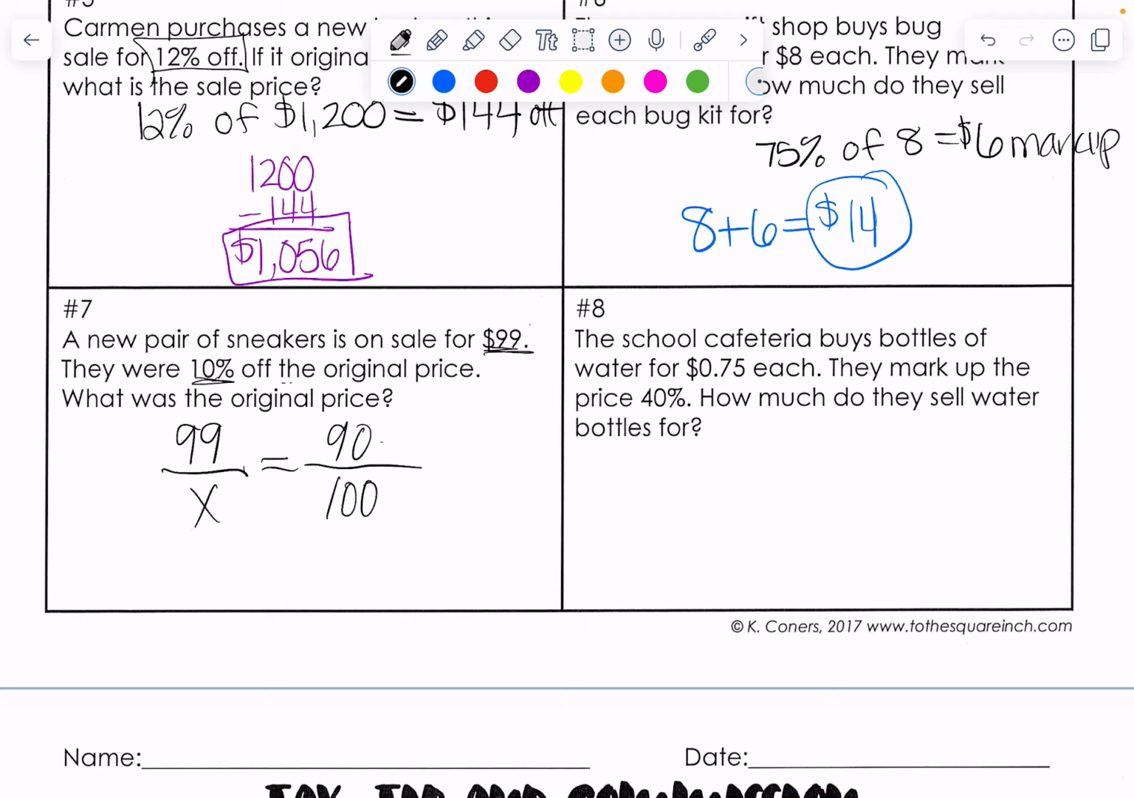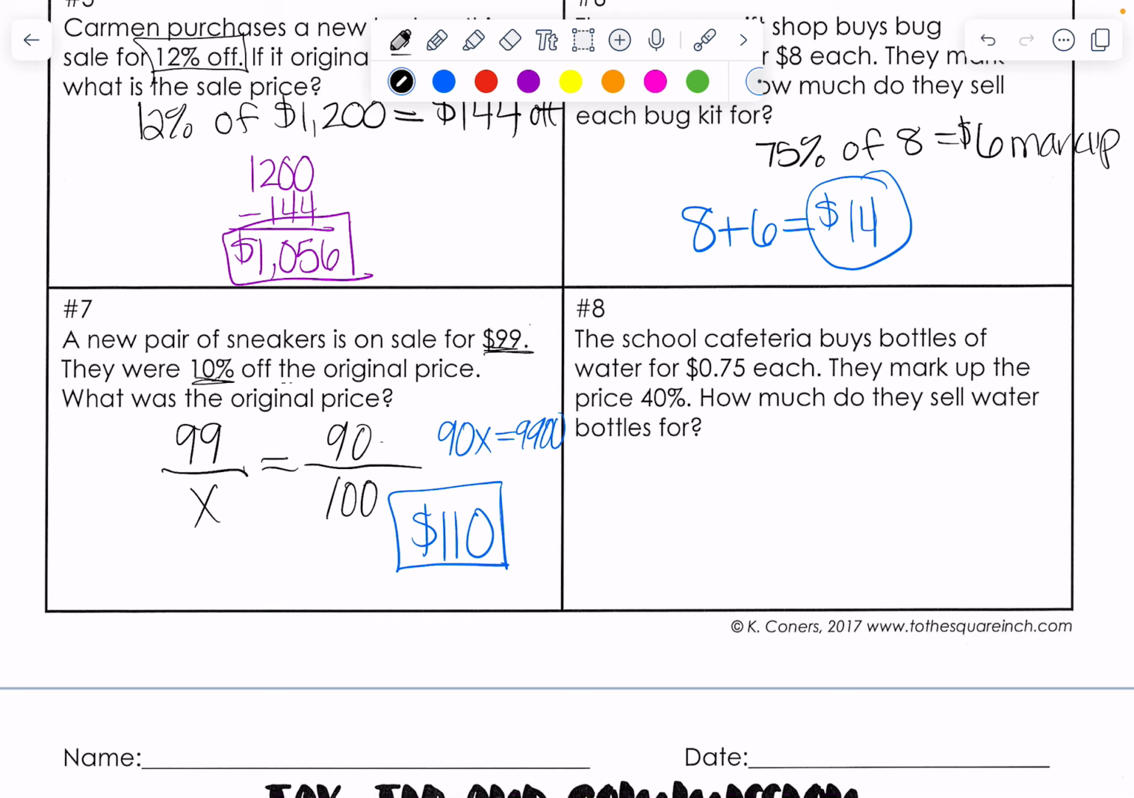And so we're solving for the original price. And when we solve this proportion, we can do 90 times x equals 9,900. Again, this is just the percent proportion. You could also use the percent equation. And when we solve this, we end up figuring out that the original price is $110.